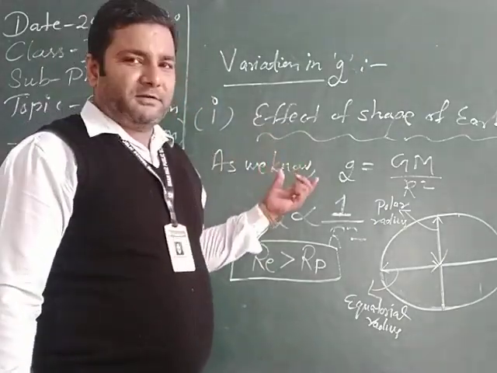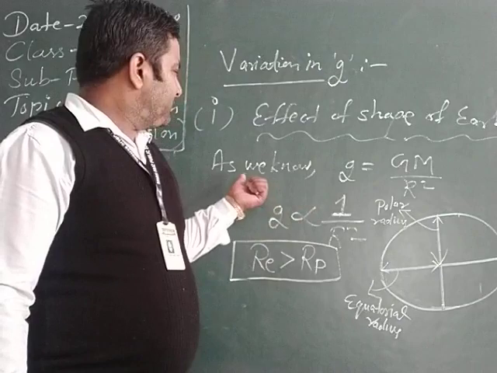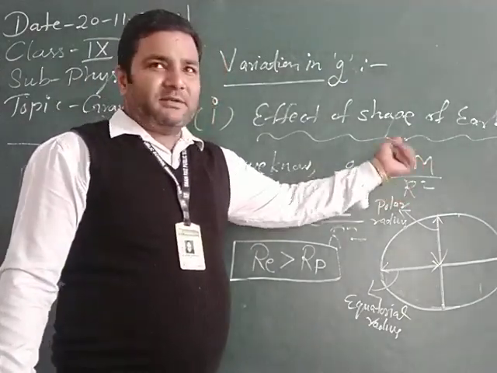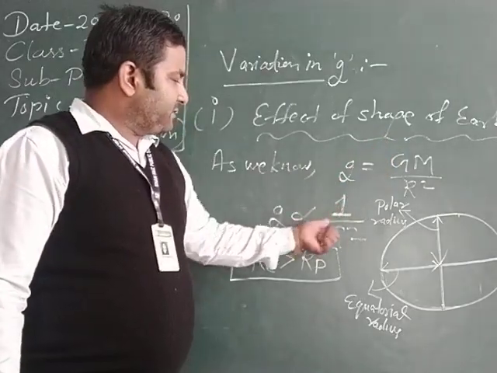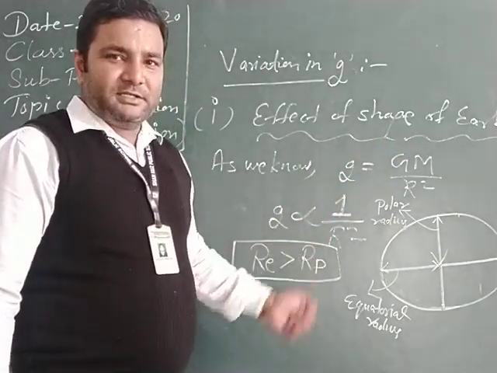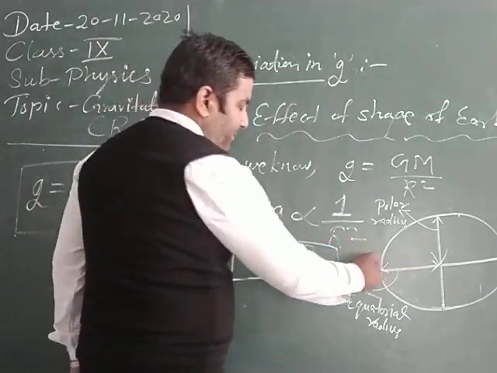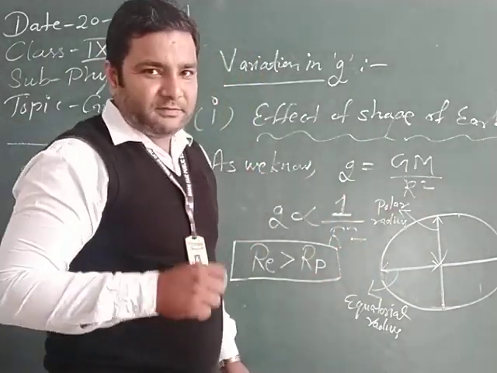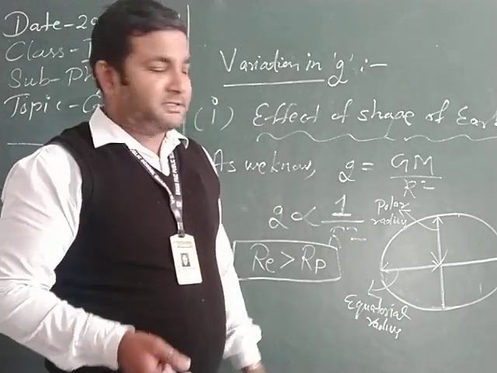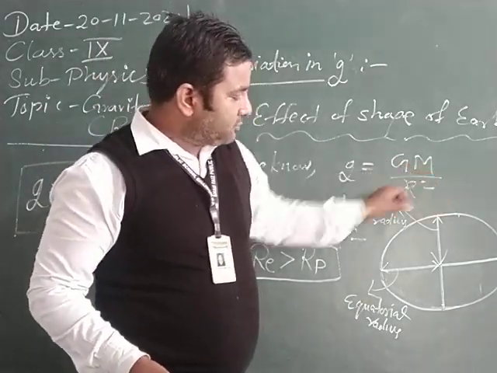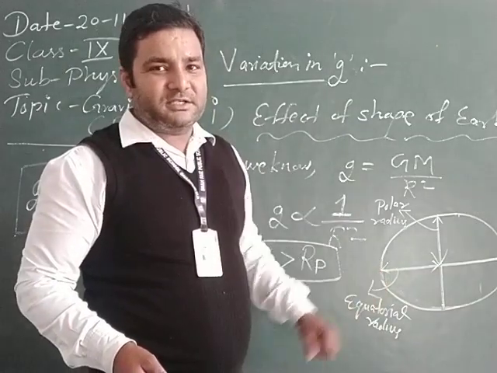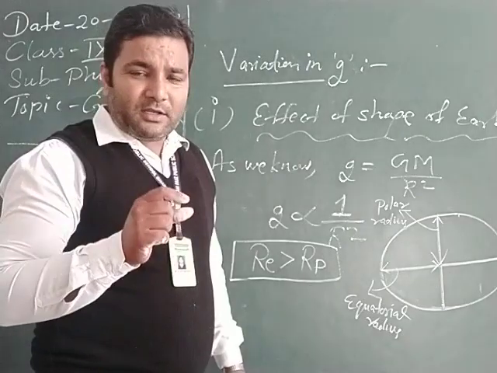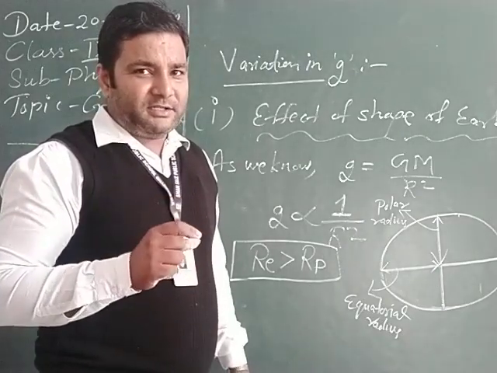How the shape of Earth affects the variation of small g. The formula is g upon r square, capital G, capital M constant term. So g is inversely proportional to r square whenever radius changes. It means when you are going from equator to poles, the value of g increases. Reverse of this, when you are going from poles to equator, the value of g decreases. And if you are stationary at any point, then the value will be fixed.